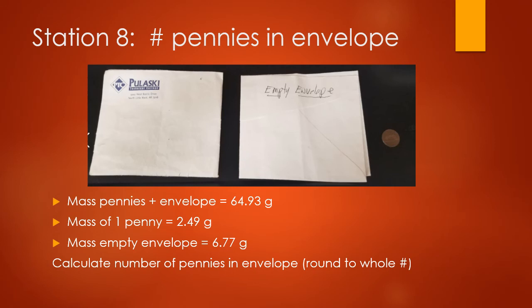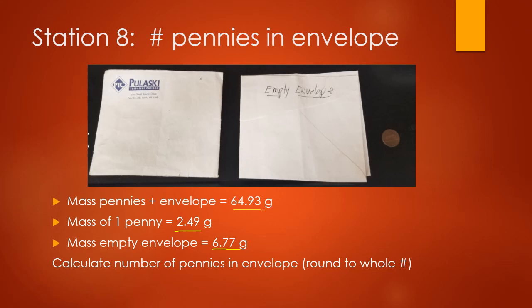Station 8 is calculating the number of pennies in an envelope. So to do that, see in the picture I have an empty envelope, an envelope with pennies in it. You can't see there's pennies in it, but trust me there is, and also a penny itself. So I massed the pennies in the envelope and got 64.93 grams. I also massed the penny all by itself. That penny was 2.49 grams. The empty envelope came out to be 6.77 grams. So you're going to use these values to figure out how many pennies you think are in the envelope.